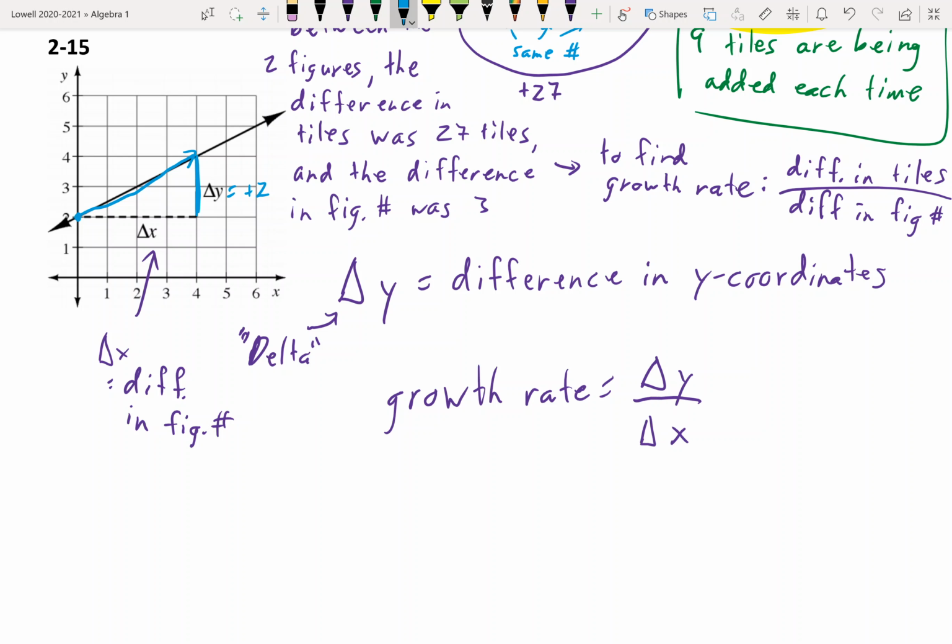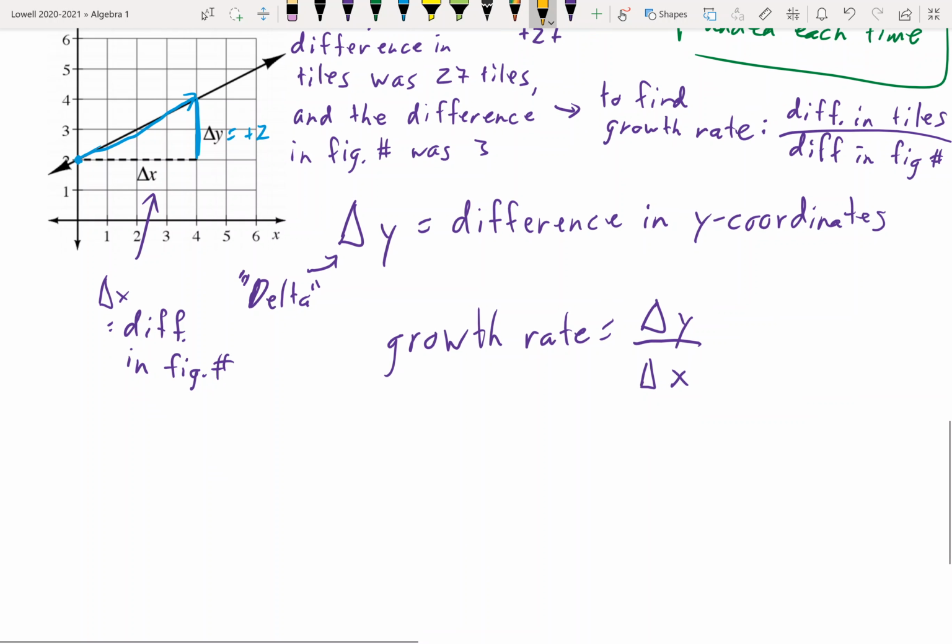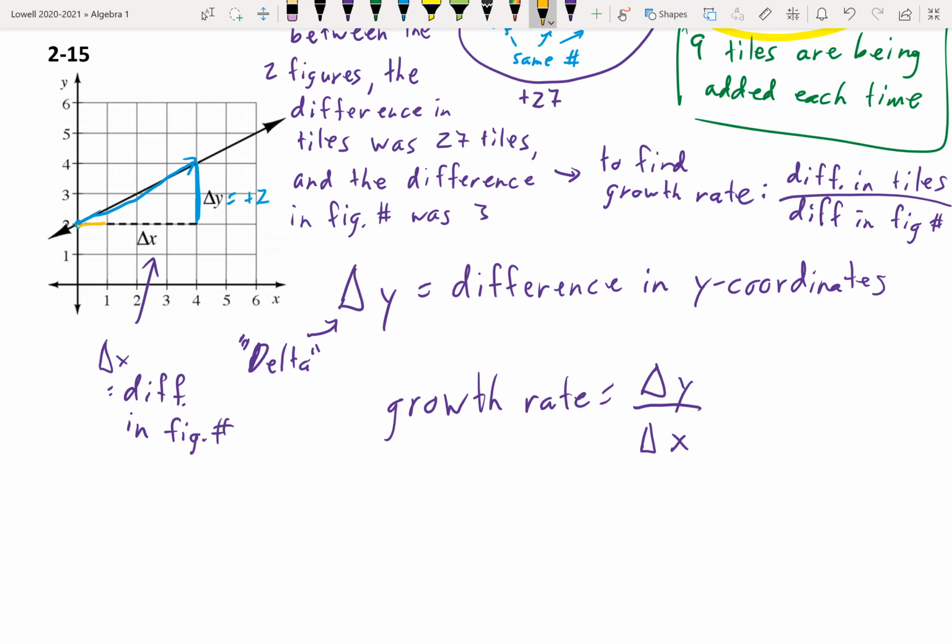And going from, again, this point, from left to right, I'll use orange here. We went over, let's see, we went from 0 to 4. So our delta x is equal to plus 4. And so our growth rate then, let's see, our delta y was plus 2 over 4. And that growth rate gives us 1/2.